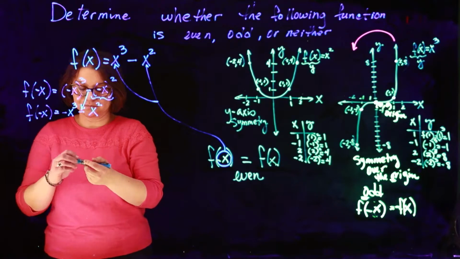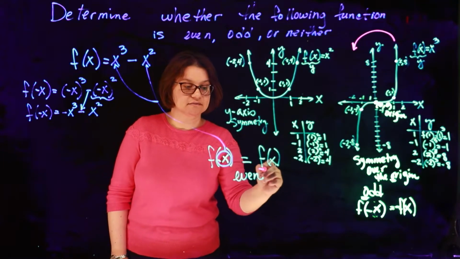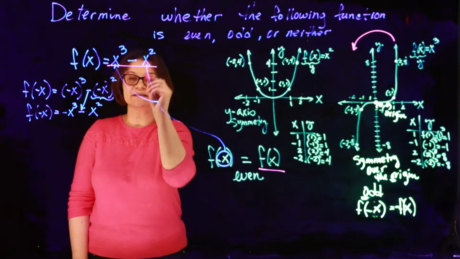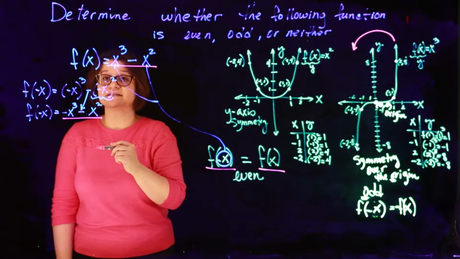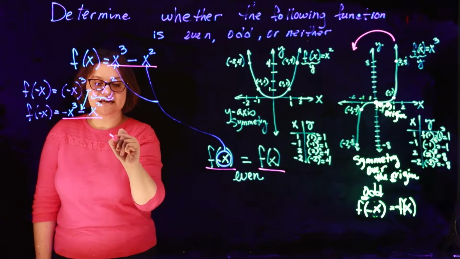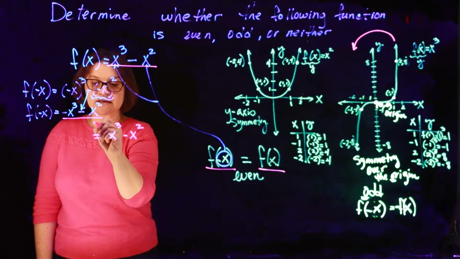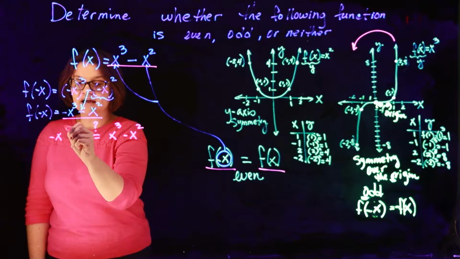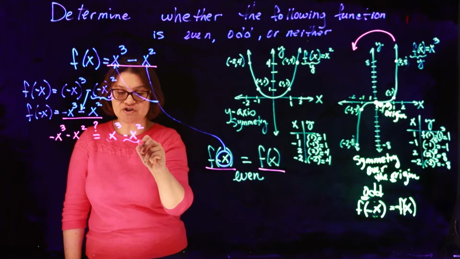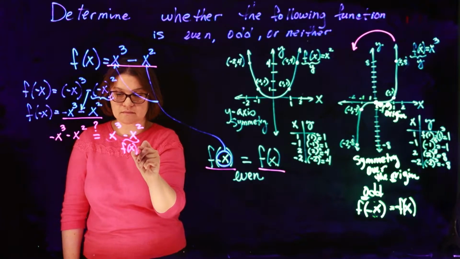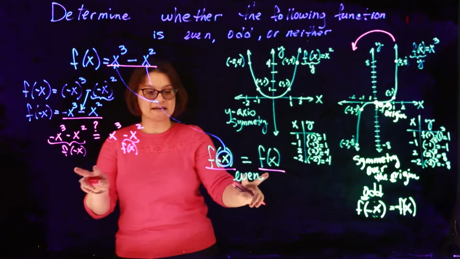Now let's compare. Let's look to see if f of x equals f of negative x. Here's my f of negative x. Let's rewrite. F of x, x cubed minus x squared. We want to know if it equals negative x cubed plus x squared. Now let me write it again. This is your original function. This right here is f of negative x. And we're trying to compare.